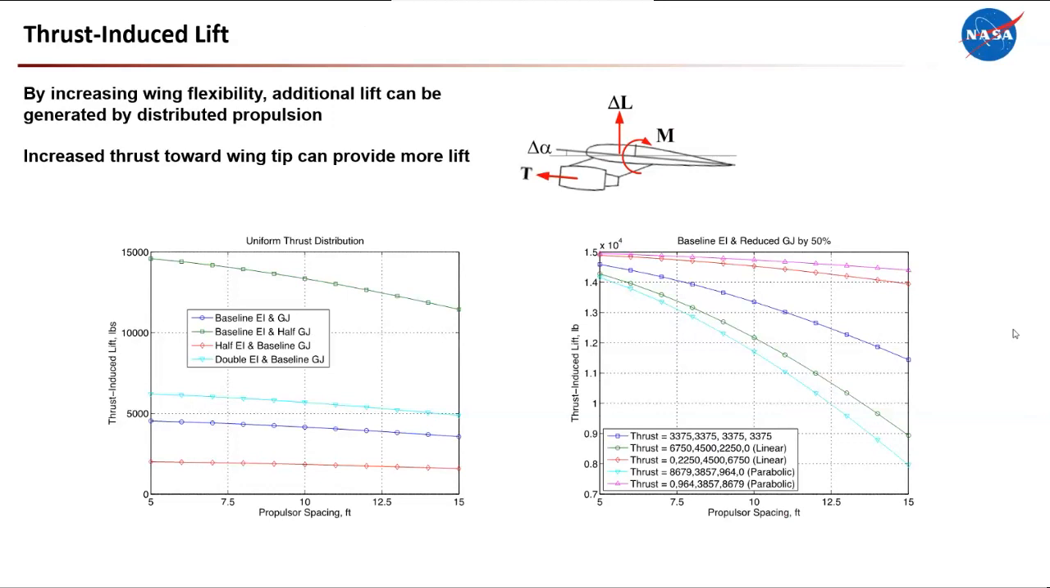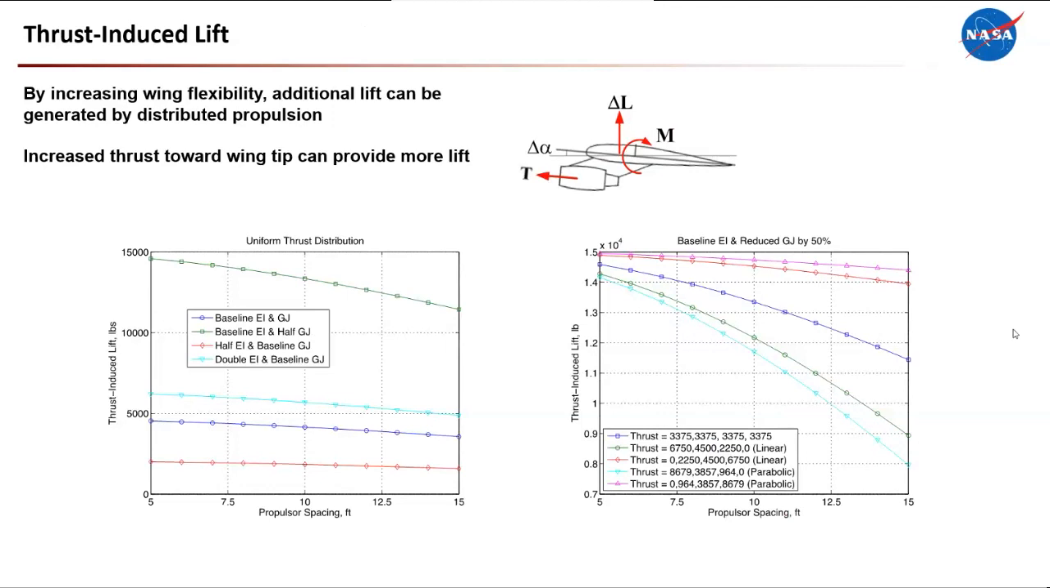So we did a simulation here where we changed the torsional stiffness and the bending stiffness of the wing structure, and we looked at how much additional lift we can generate for this NASA generic transport model. And you can see that we could get up to about 15,000 pounds extra in lift.